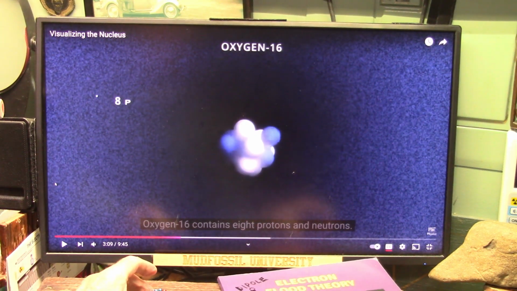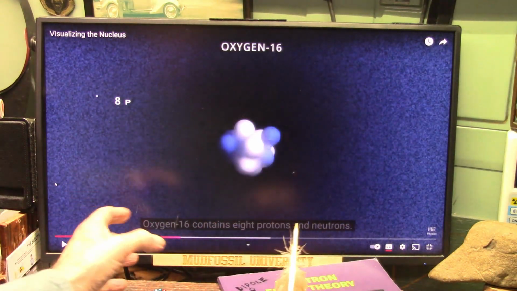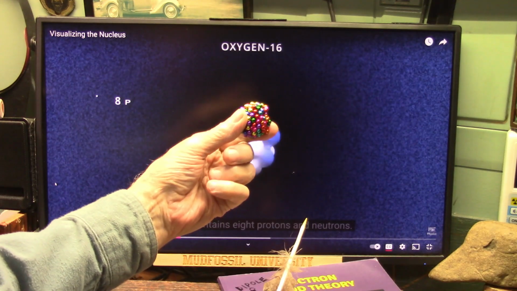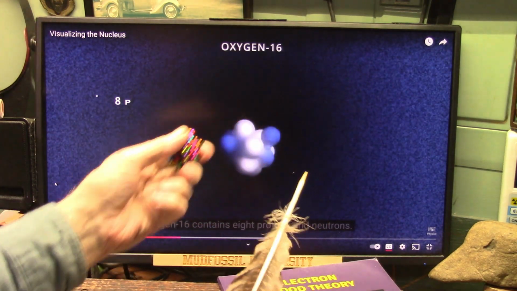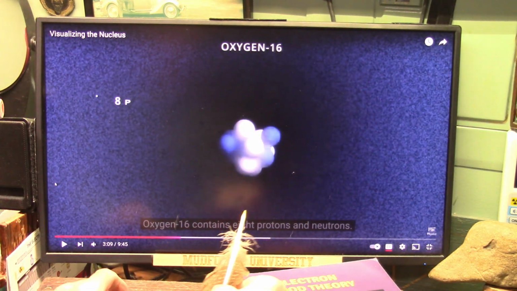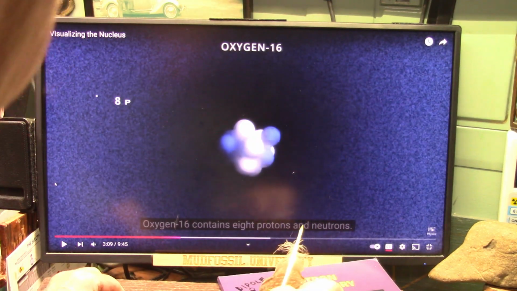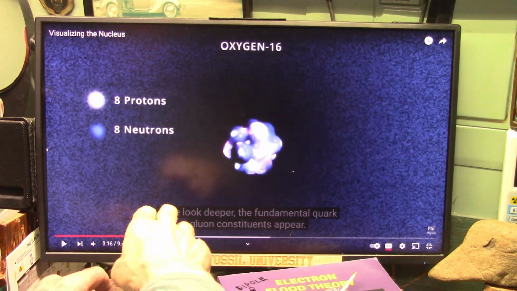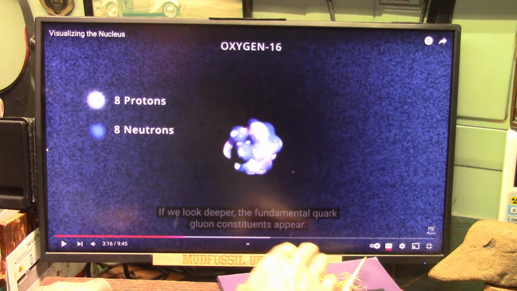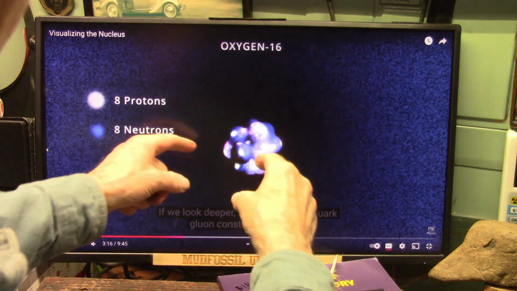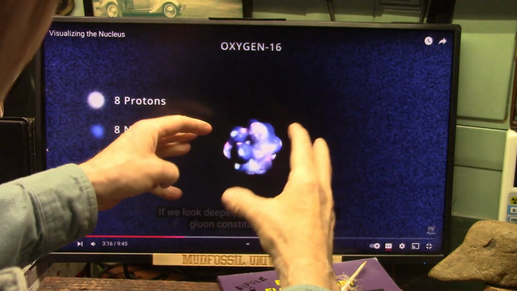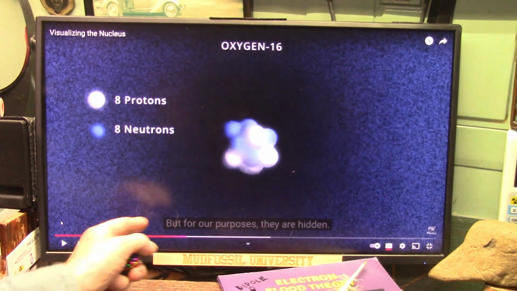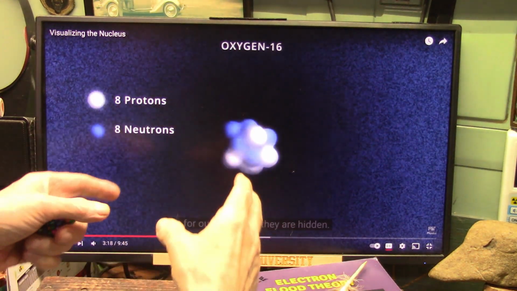All right, here's what they're saying right now. They're only going to look at protons and neutrons in mass. They're not going to get into the particles like I'm talking about, but I will, and I'll show you. They're talking about oxygen-16, which has 8 protons and 8 neutrons. It makes 16. See, they say if you really look deep to the fundamental quarks and gluons, the constituents of the neutrons and protons would appear, but they're not going to do that because they can't do that. You see, it's just for our purposes, they are hidden. In other words, they're just looking at this.